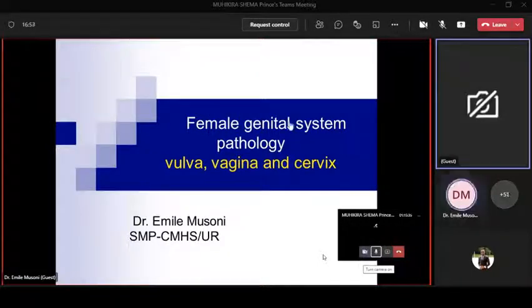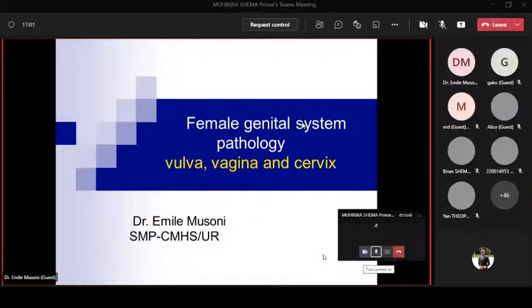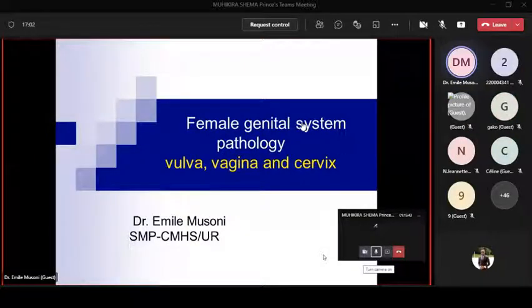I have done the anatomy of the female genital system. I've also done the histology. So I think now you are comfortable to understand those. That is the physiology of the female genital system.